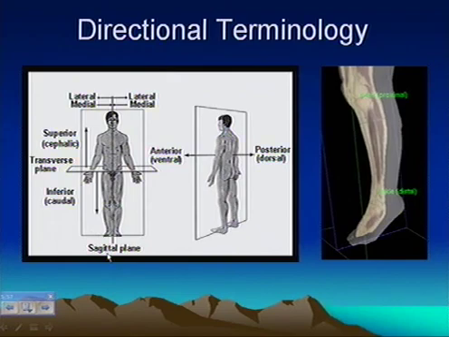There's also the anterior and posterior. So anterior is the front, posterior is the back. It's also said as ventral and dorsal. You can think of the dorsal fin on a dolphin or a shark. You always see that coming through the water.